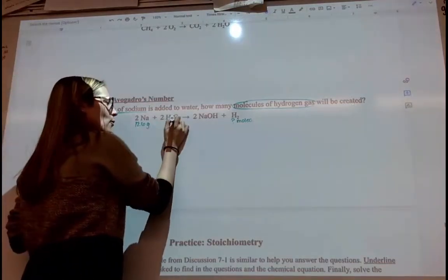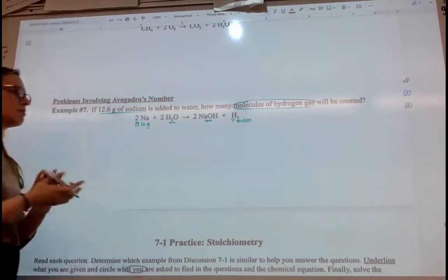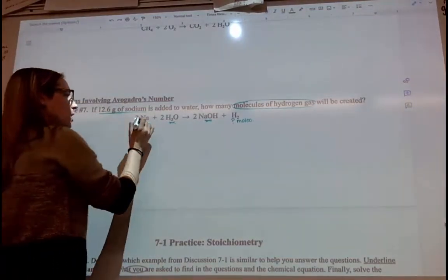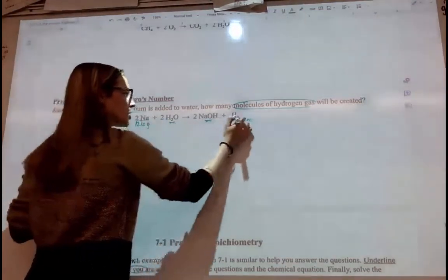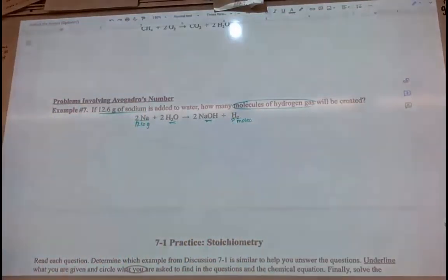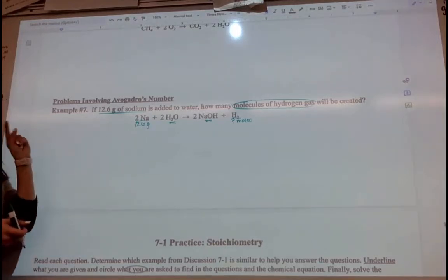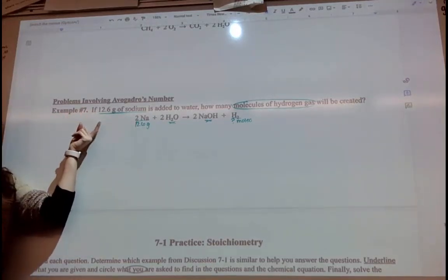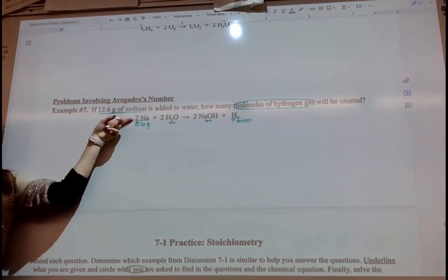So it says nothing about water, nothing about NaOH. My focus in this problem is going between sodium and hydrogen. It's H2 because hydrogen is diatomic. So let's go through the 4 steps. Step 1, do I have a balanced equation? Yeah, it's given to me right here.